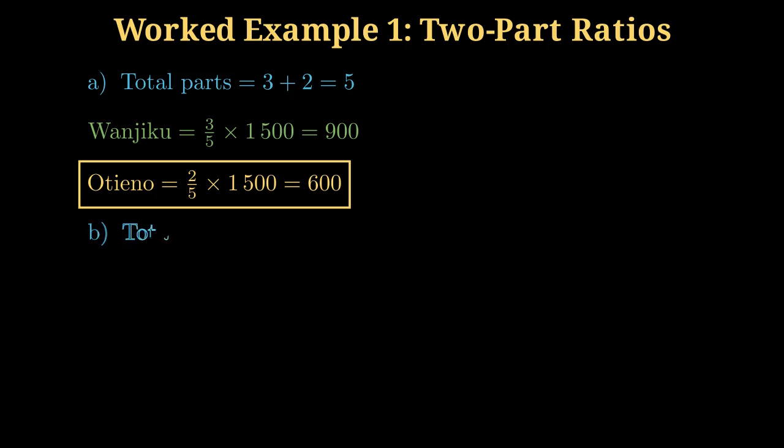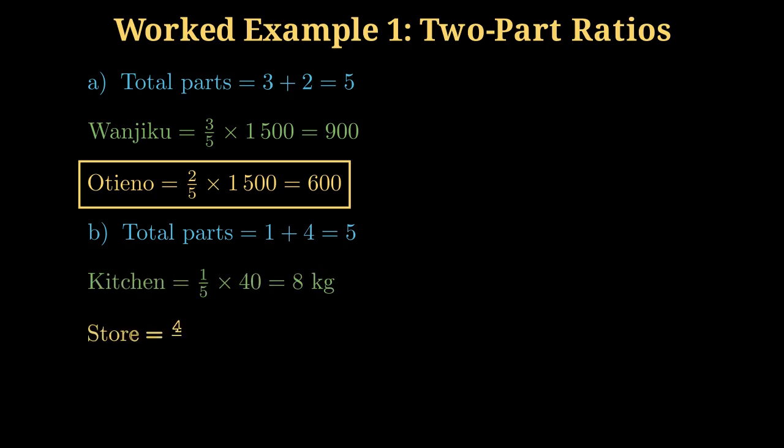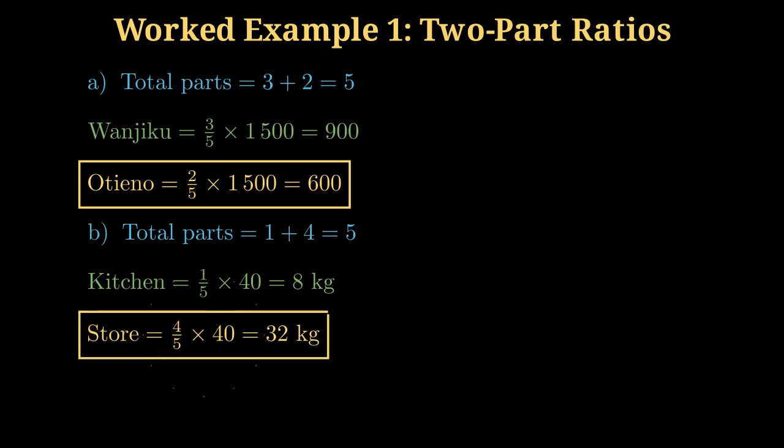B. Divide 40 kilograms of maize between a school kitchen and a store in the ratio 1 to 4. Total parts: 1 plus 4, 5. The kitchen gets 1/5 of 40, which is 8 kilograms, and the store gets 4/5 of 40, 32 kilograms. 8 plus 32, 40. Perfect. Notice the rhythm: total parts, fraction, multiply. 3 moves every time.